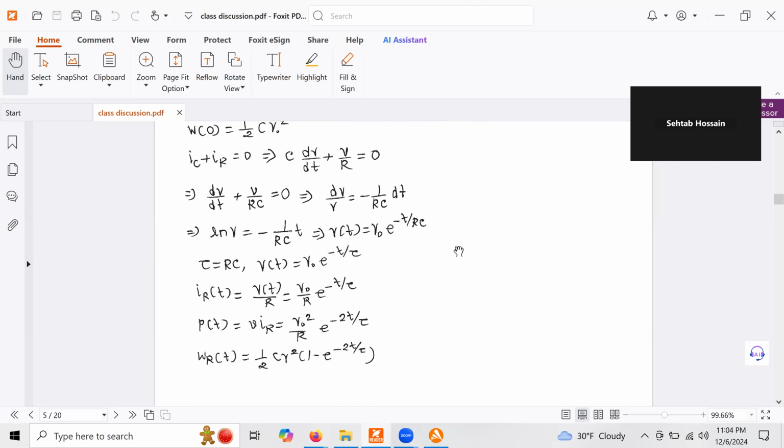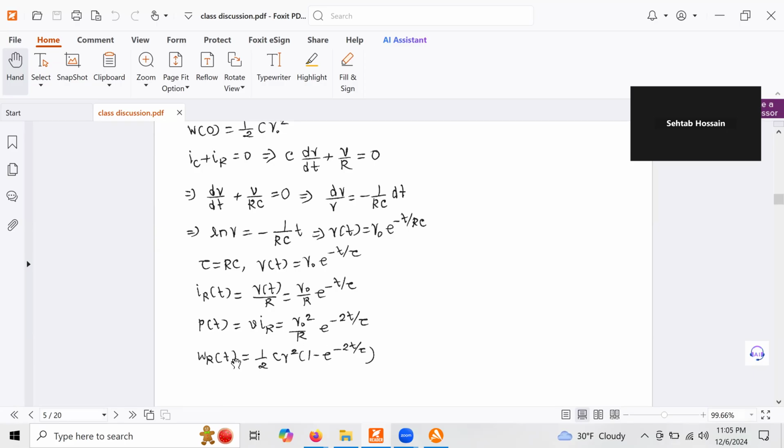So the time constant means this is the time the capacitor will need to fully charge. Then after this time tau, the capacitor will discharge. So then we can write this formula in this fashion. And what about iR(t)? That will be just applying Ohm's formula, divided by R, and we will get the current. And what about power? VI or V square over R. So if we square this part, then V0 square exponential minus 2t over tau.